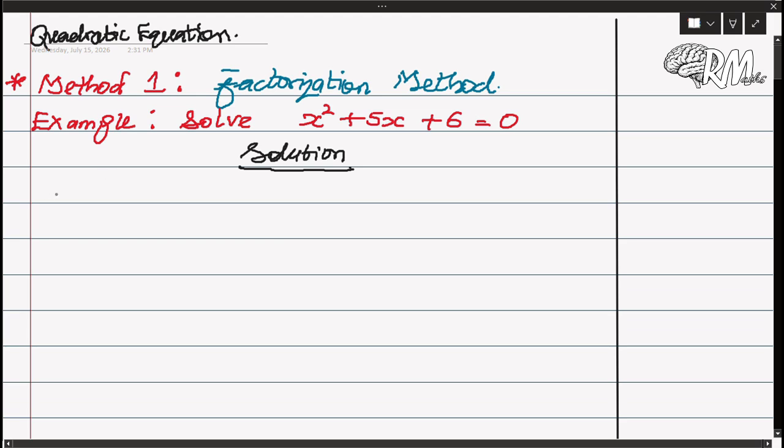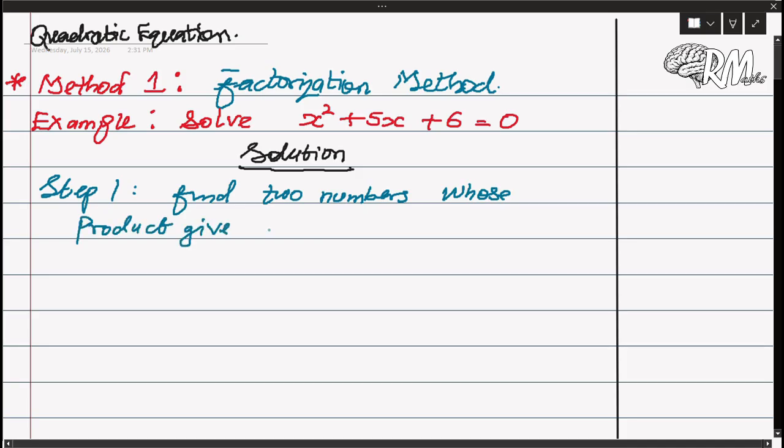So the first step, which says step 1, find 2 numbers whose product gives 6. Product simply means multiplication.